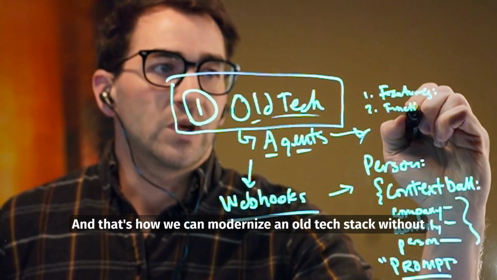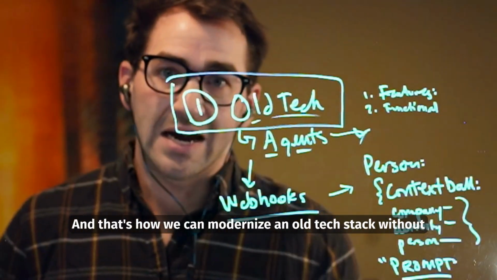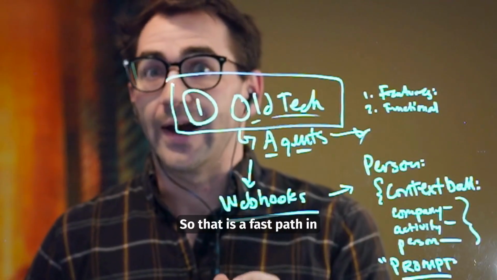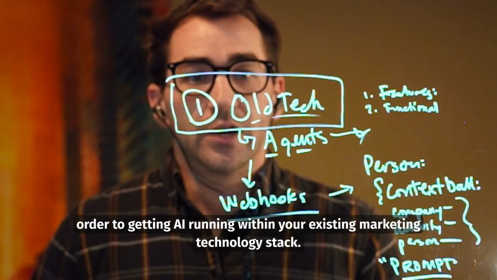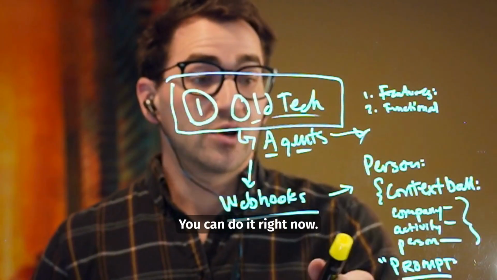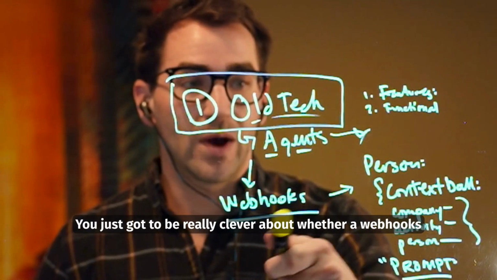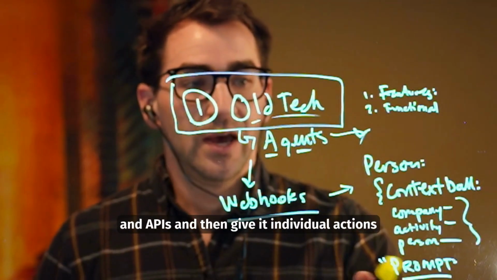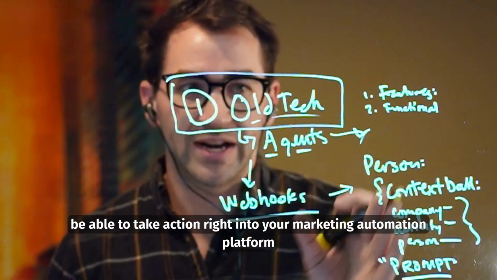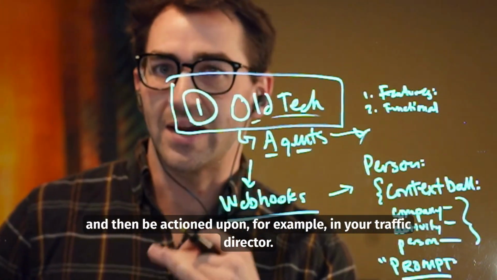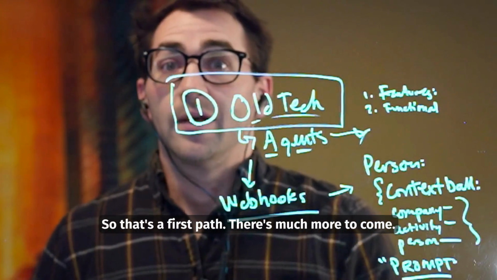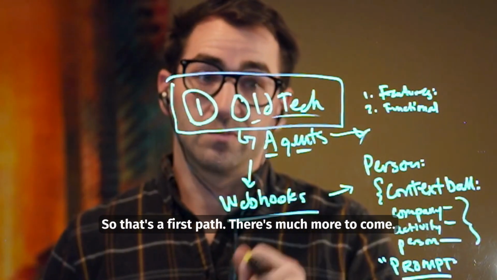And that's how we can modernize an old tech stack without having to throw out the entire thing. So that is a fast path to getting AI running within your existing marketing technology stack. You can do it right now. You just have to be really clever about webhooks and APIs, and then give it individual actions and feed it in a way that it'll actually be able to take action right in your marketing automation platform and then be actioned upon, for example, in your traffic director. So that's a first path. There's much more to come.